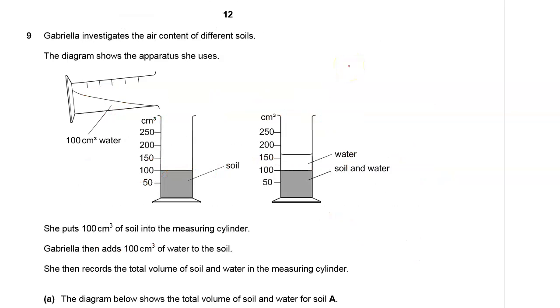Question number 9. Gabriela investigates the air content of different soil. The diagram shows the apparatus she uses: 100 centimeters cubed of water, soil, and of course, soil with water. She puts 100 centimeters cubed of soil in the measuring cylinder. You can see the soil is at 100 centimeters cubed there. Gabriela adds 100 centimeters cubed of water to the soil. She then records the total volume of soil and water in the measuring cylinder.